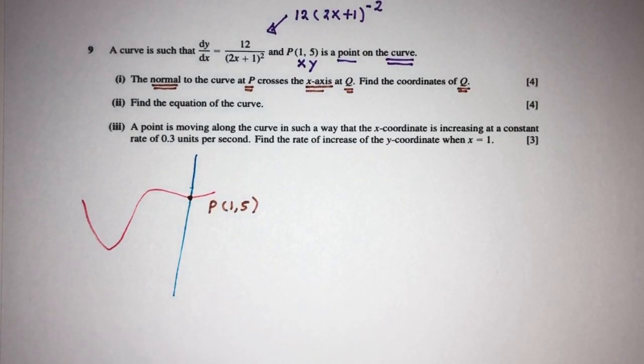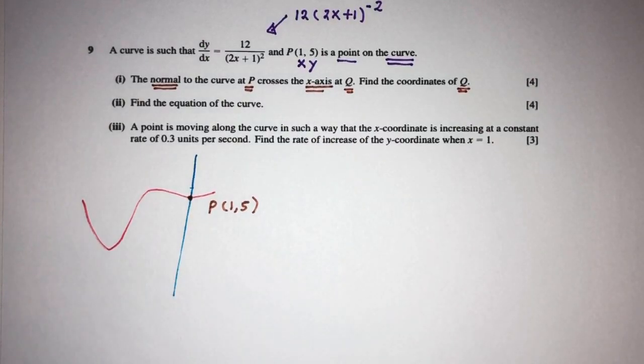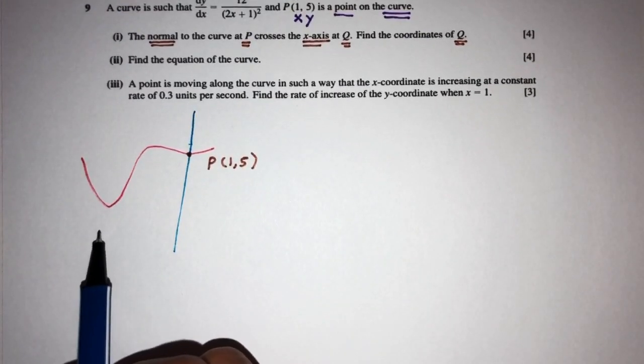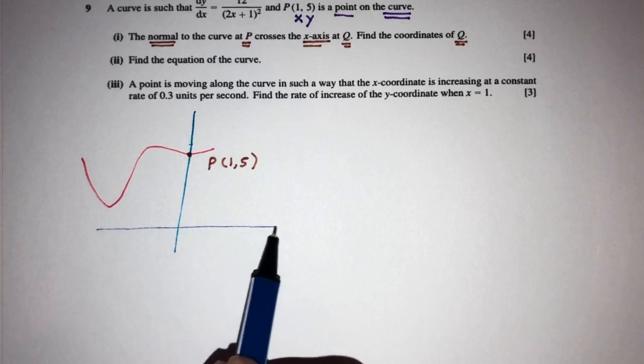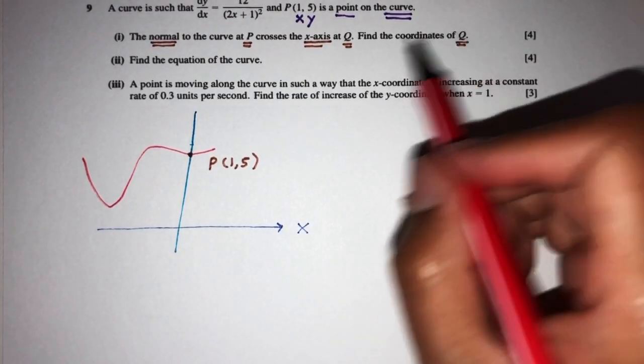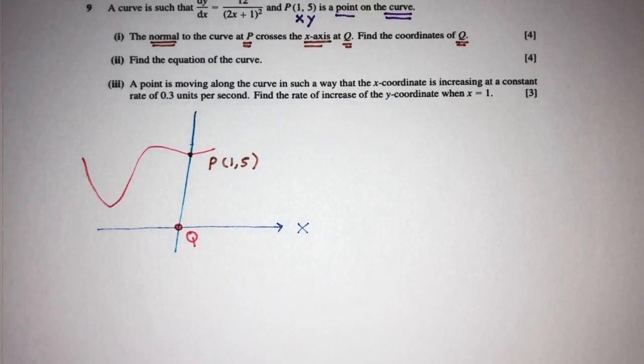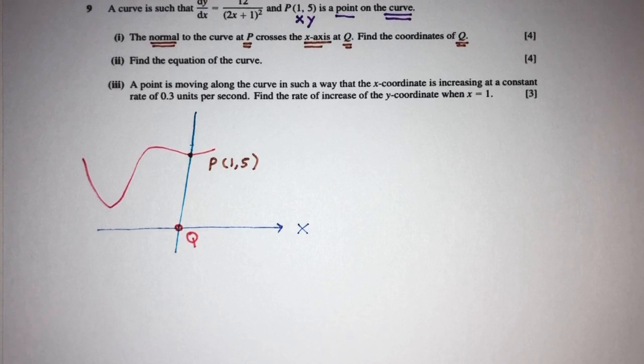Okay, great. It crosses the x-axis, and now I will have to have my axis here. For example, this is my x-axis, at the point Q. So this will be the value of Q here. Okay, so as you can see, we have to find this value of Q. Now, very easy, we have to proceed step by step.